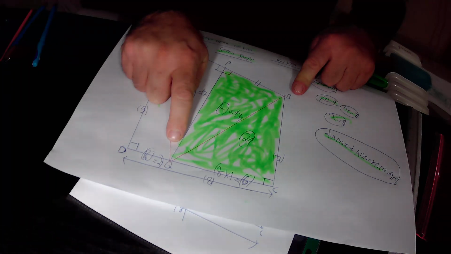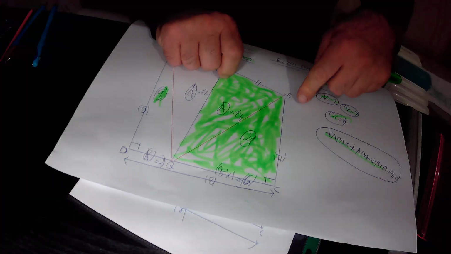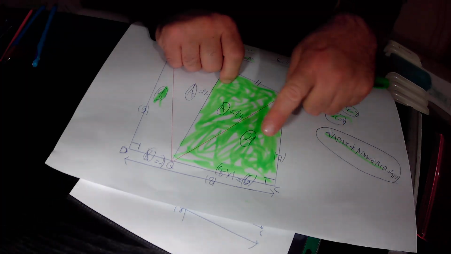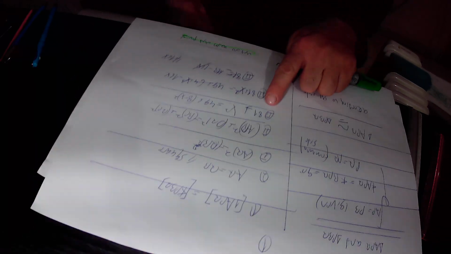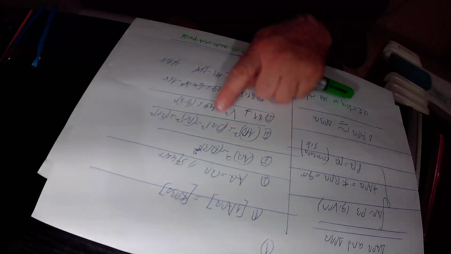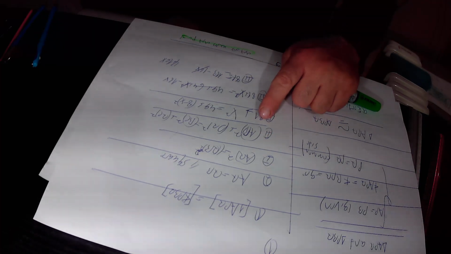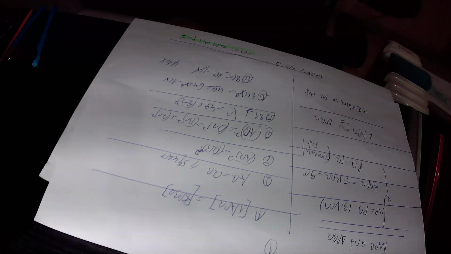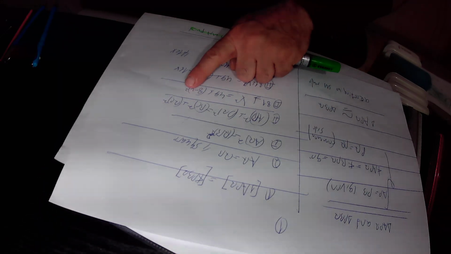BQ square. BQ is the hypotenuse of this triangle QBC. So BQ square equals BC square plus QC square. And again, BQ square equals BC square plus QC square, while AQ square equals AD square plus DQ square. So now, according to equation 2, we find out that AD square plus DQ square equals BC square plus QC square.